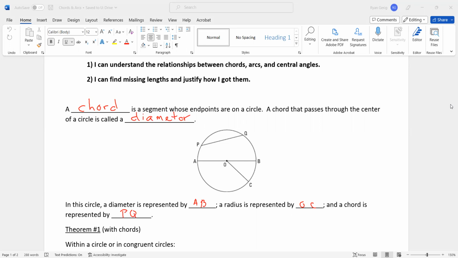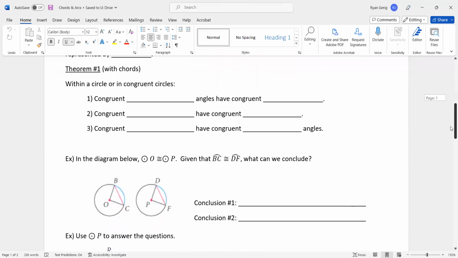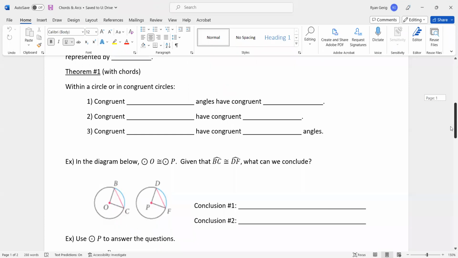Right. Now, there's a lot of theorems associated with these chords. And this is what I'm talking about. Most of them make sense, like common sense. It's like a duh. All right. So within a circle or in congruent circles, congruent central angles, so I have two central angles that are equal, they have congruent chords.